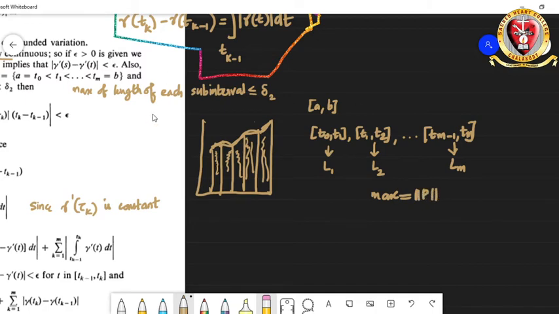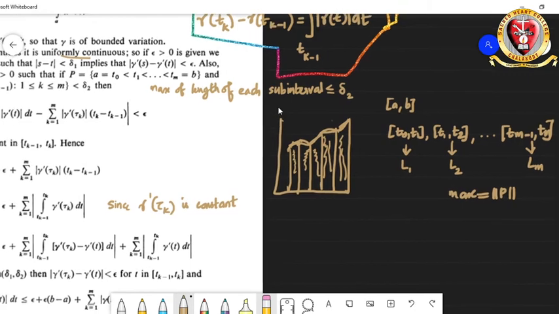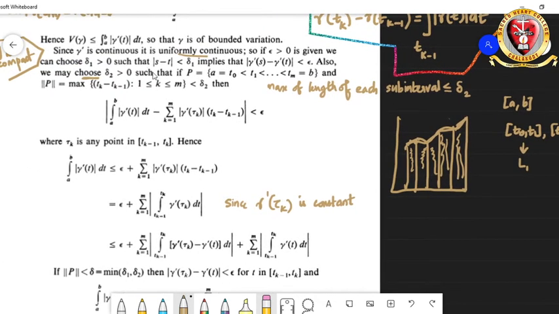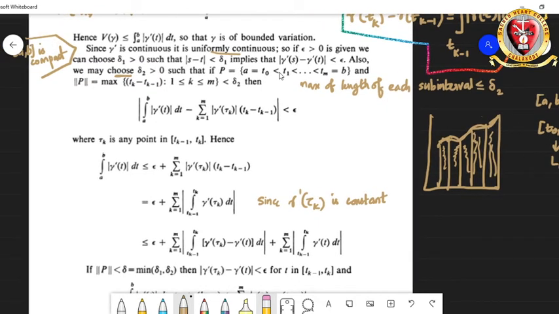The maximum among them will be called the norm of P. Simple as that. So you will be able to find such a delta 2, and a partition with respect to this delta 2, such that this comes completely inside epsilon. Why did we choose epsilon here? Because we had an epsilon earlier, and we have to link them both when we go further.